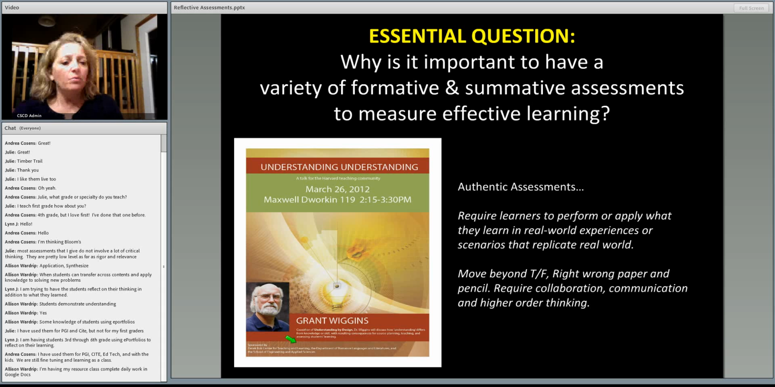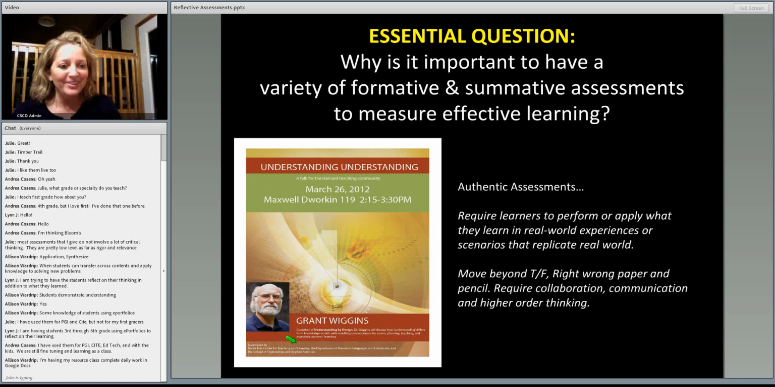I'm wondering what types of summative assessments you're using, and if you could give me some examples of what's happening in your classrooms. Julie's got something going on. Let's see, Andrea is using ePortfolios personally for her PGI, for her teacher evaluation through the EdTech Academy and with her students. And Andrea, I think that's an important piece that you mentioned. We're still fine-tuning and learning as a class.